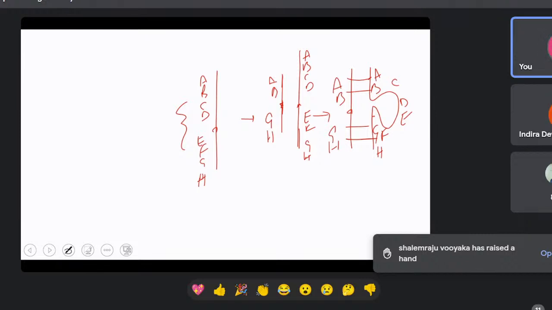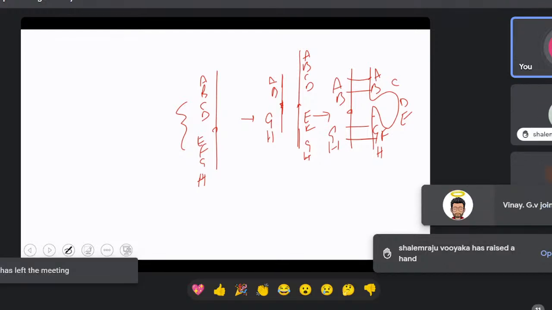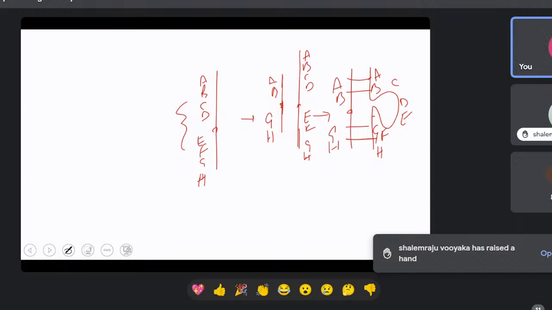So deletion can be observed not in a homozygote but in a heterozygote by the presence of a deletion loop during zygotene. Clear? Any doubt?